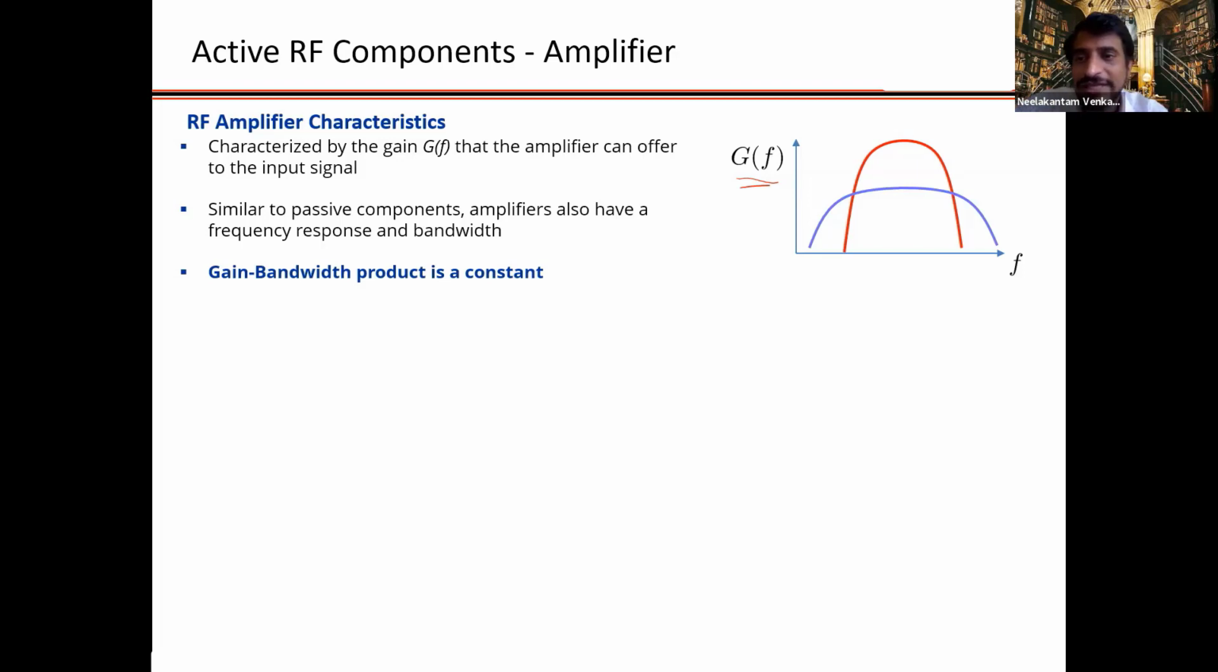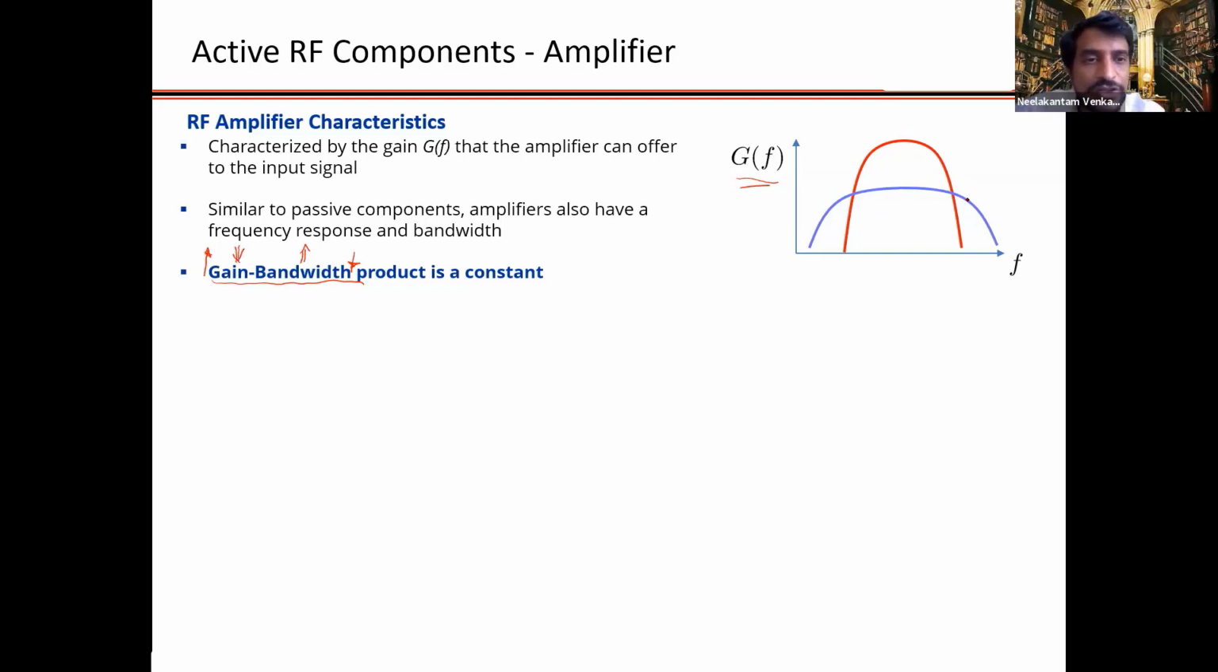So that brings us to an interesting property that all transistors have, which is called the gain bandwidth product, which is a constant. If you want to have very high gain, then your bandwidth is compromised. You can only have that much bandwidth. But if you want to have very high bandwidth, then your gain must be compromised. So that's the trade-off that you see here.